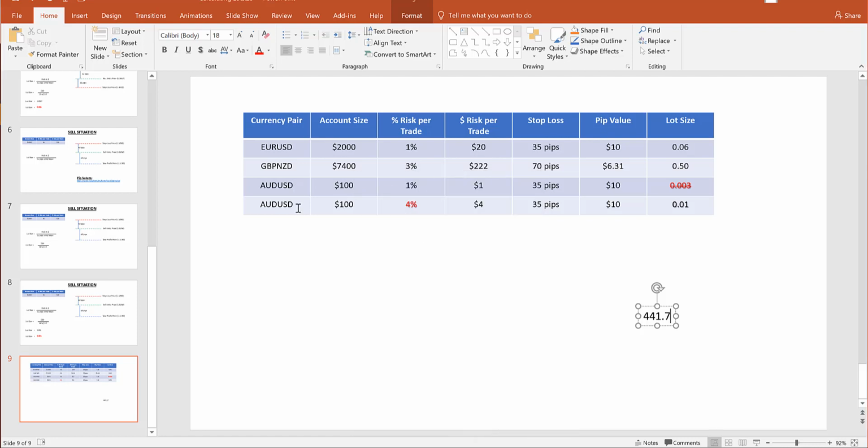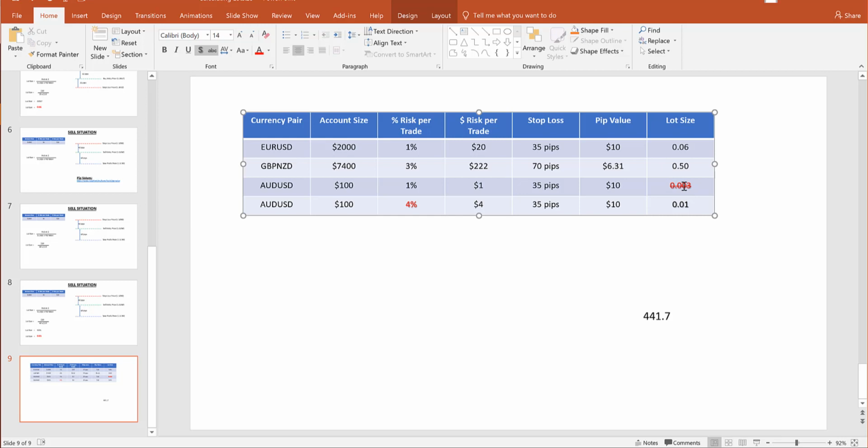Now here comes the interesting bit for traders who start with very small accounts. It's not a problem to start with a small account. You just need to realize certain things about small accounts. AUD USD, if we want to trade it, and we have $100 in the account, 1% of $100 is $1. If we maintain the stop loss of 35 pips for an opportunity, the pip value is 10. If you did that maths, it will be 0.003.